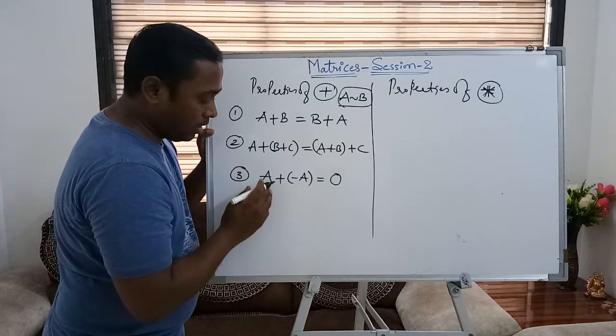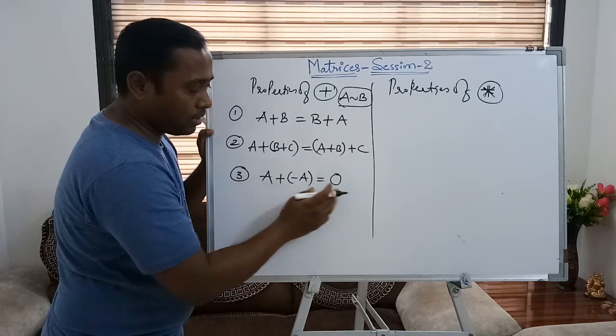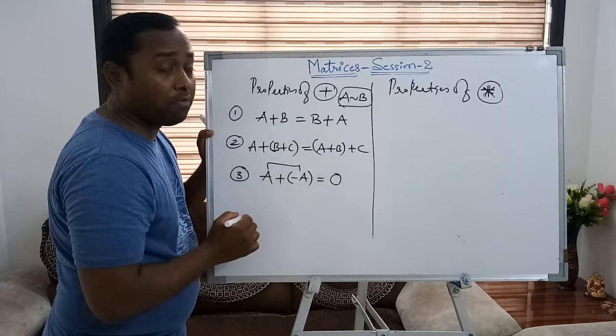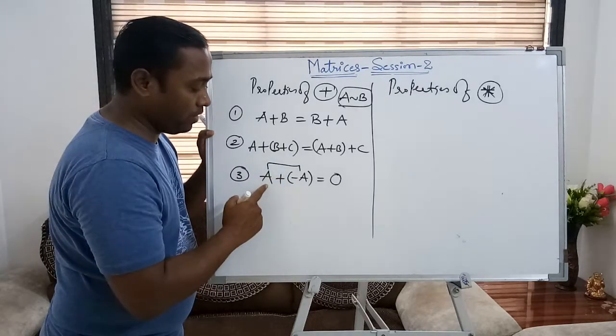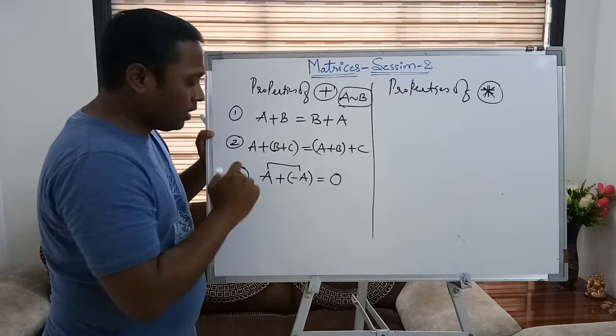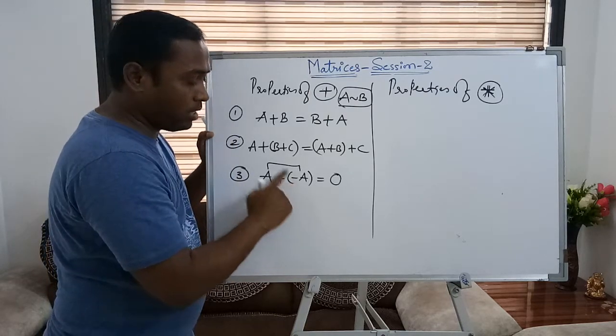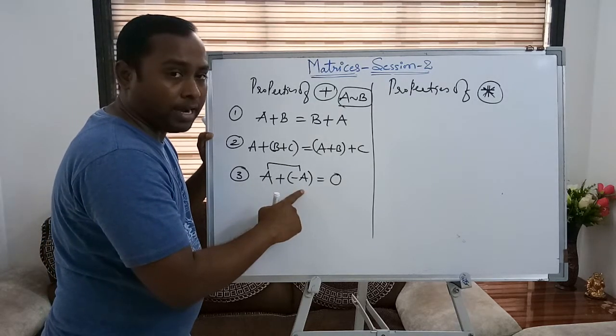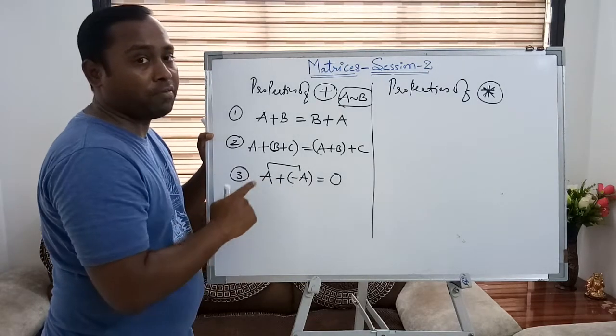Hence अगर किसी मैट्रिक्स का एडिशन माइनस ए के साथ जीरो हो गई है, इसका मतलब ये हो गया कि दीज टू आर कॉल्ड एडिटिव इनवर्स ऑफ ईच अदर. सो एडिटिव इनवर्स मीन्स the elements of matrices are differ by minus sign. A का एडिटिव इनवर्स क्या होगा? माइनस ए. माइनस ए का एडिटिव इनवर्स क्या होगा?